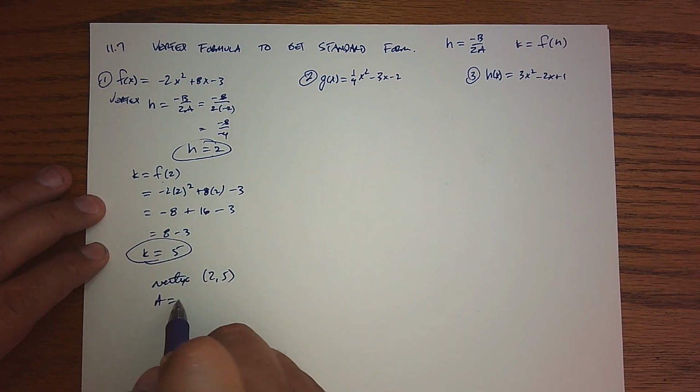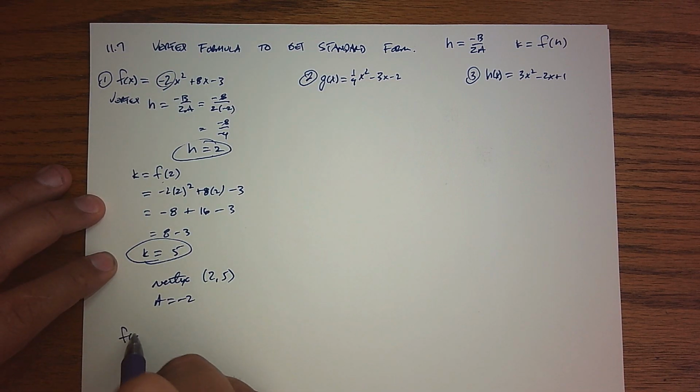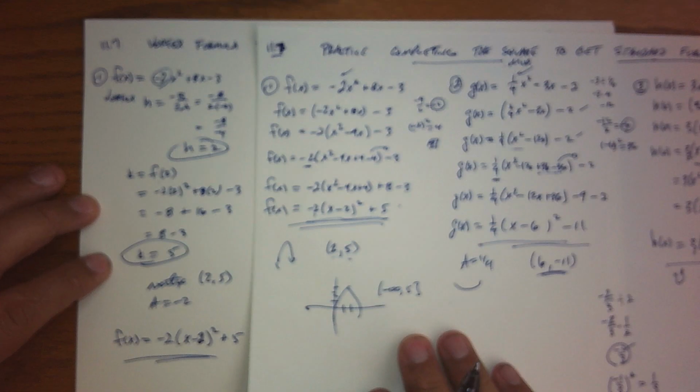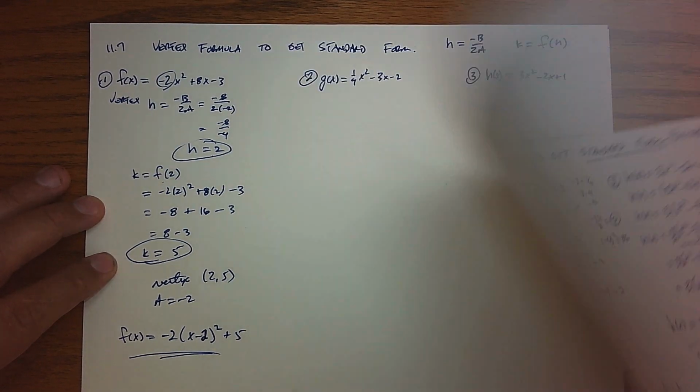My a is equal to negative 2, right? It was always that lead coefficient. So if I wanted to put this in standard form, it would be f of x equals negative 2 times x minus 2 squared and then plus 5. Which is exactly what we got when we did it the old-fashioned way, completing the square. So we got something that works.